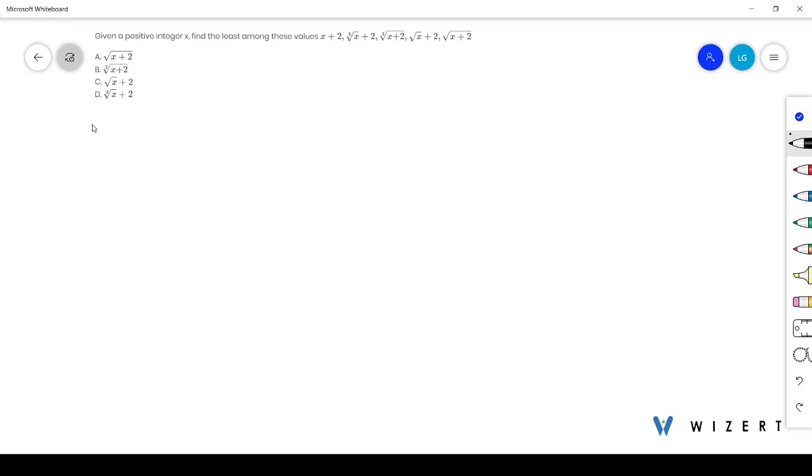Our question is, given a positive integer x, find the least among these values: x plus 2, cube root of x plus 2, cube root of x plus 2, then square root of x plus 2 and square root of x plus 2. Now to find the least among these values, as x is a positive integer, suppose some values of x.